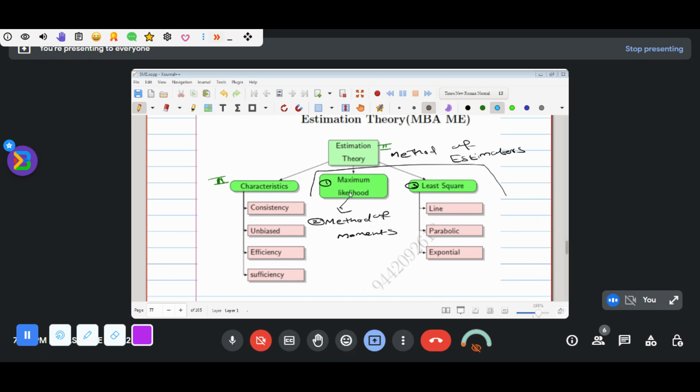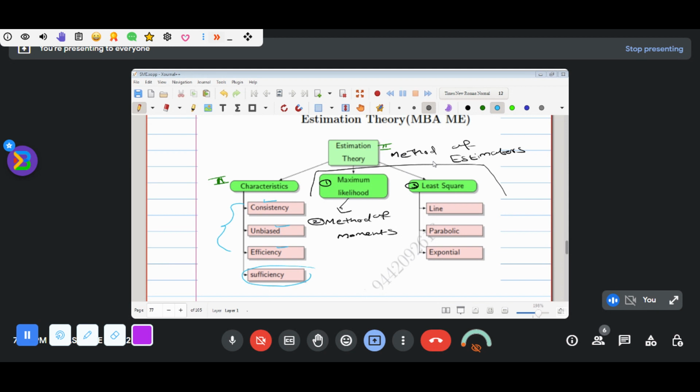So what are the characteristics of the estimator? In total there are four, but the last one is not important, so the first three are very important. What are those characteristics? Consistency, unbiasedness and efficiency. These three are the characteristics of the estimator. And the second part is the method of the estimator.